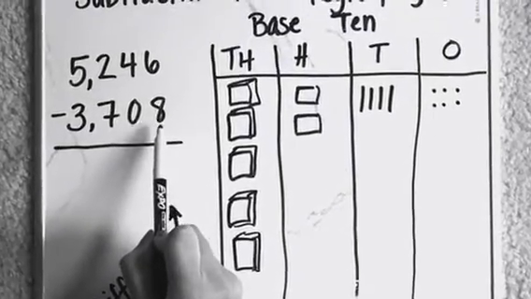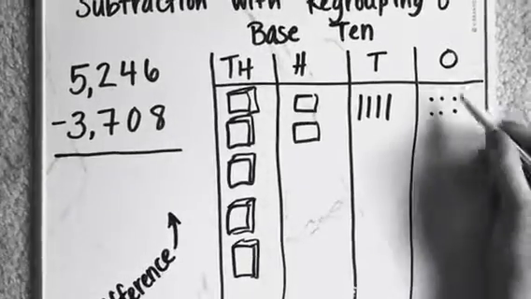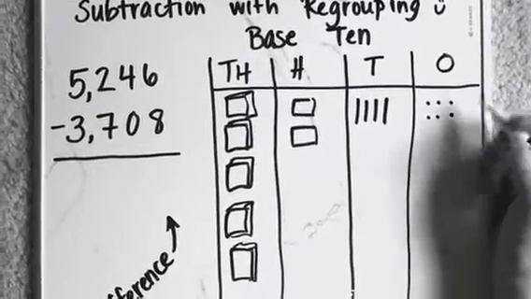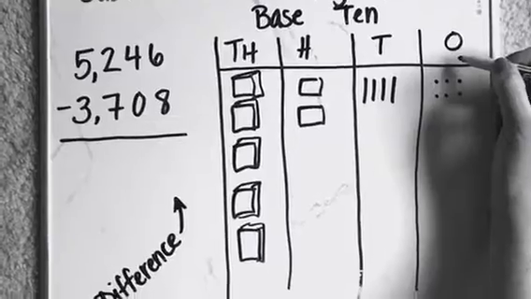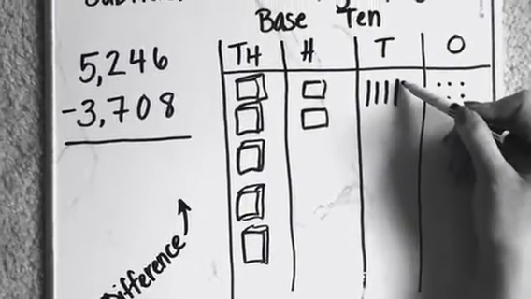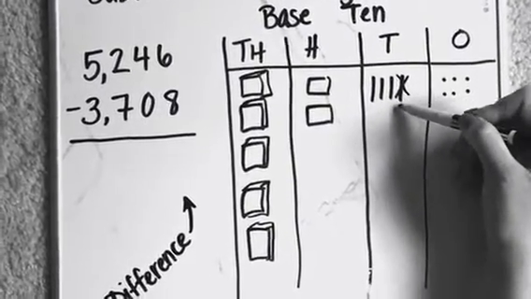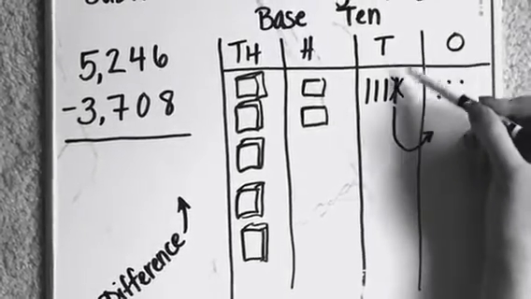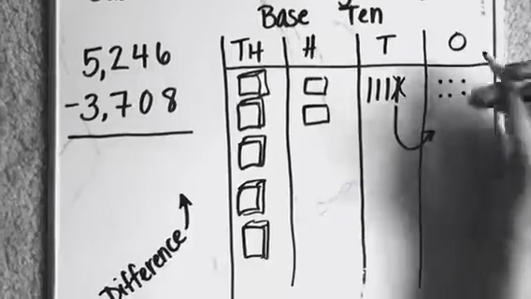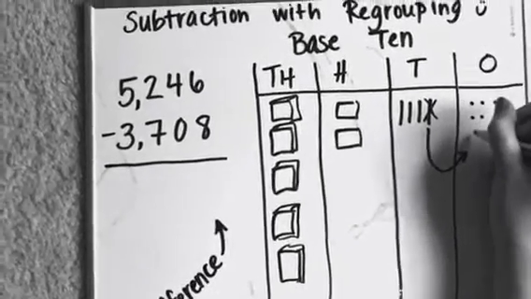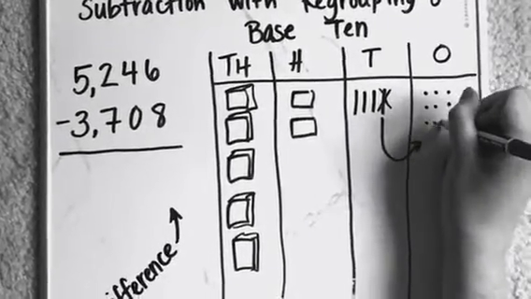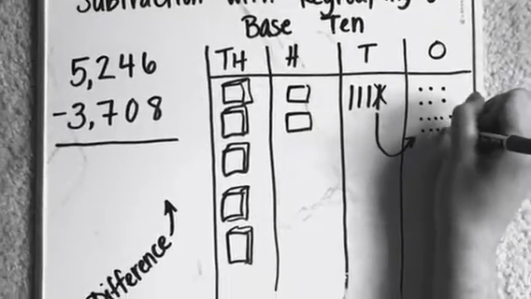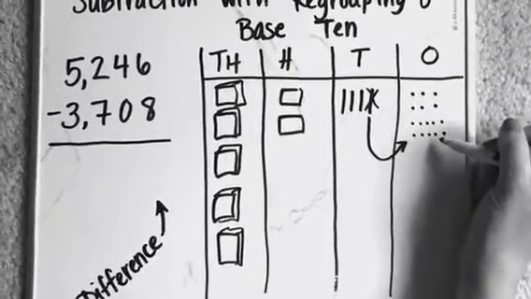It's saying I need to subtract 8 ones from 6 ones. Well, if you look at your ones place, you don't have enough in the ones place. But what you can do is regroup one of your tens, and all you're doing is moving it into your ones. Well, how many ones are in 10? 10. So I'm going to go ahead and just regroup 10 over to the ones place. Okay, so I just moved 10 over here.